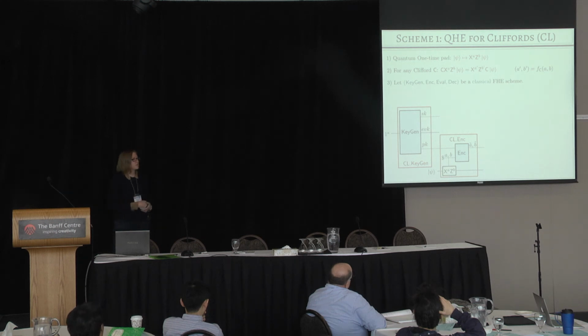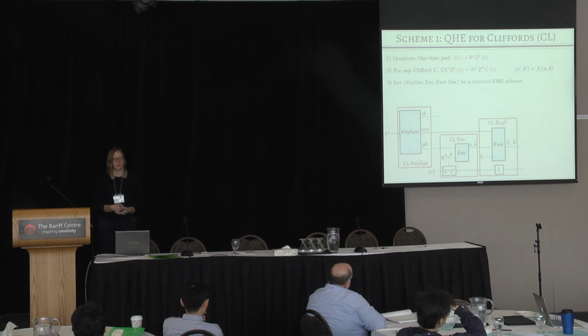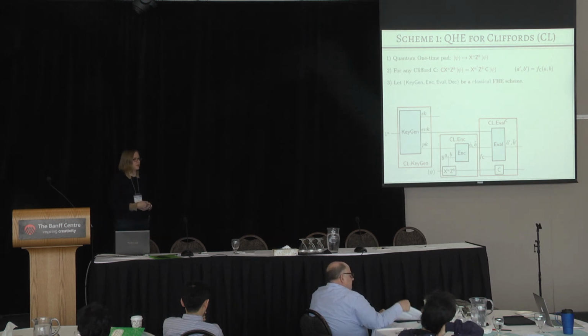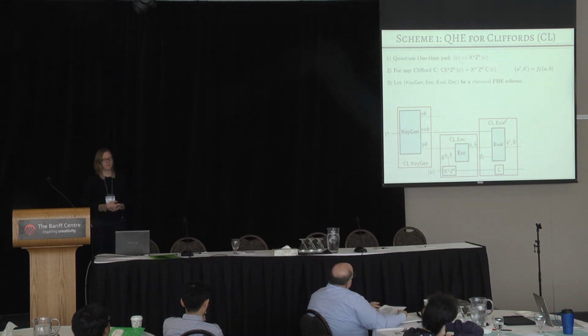OK, now to homomorphically evaluate any Clifford circuit, we're going to apply the Clifford circuit C to the quantum one-time pad encrypted state. And then because of number 2 up here, that's going to result in us having a quantum one-time pad encryption with keys A prime and B prime of the state C applied to psi. And then finally, we're going to homomorphically evaluate the function f sub C on our encryptions of A and B to get encryptions of the correct A prime and B prime.